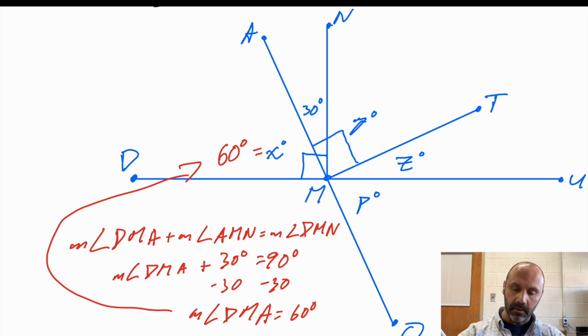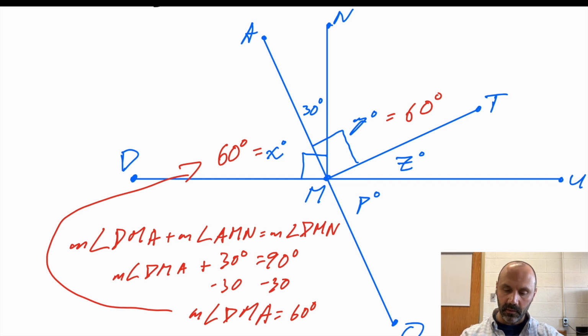Now, I could do the same thing to find what Y is, but I see that DMA and NMT are both complementary to AMN. And so I know that whatever X is, Y has to be the same. And so Y is also equal to 60 degrees.